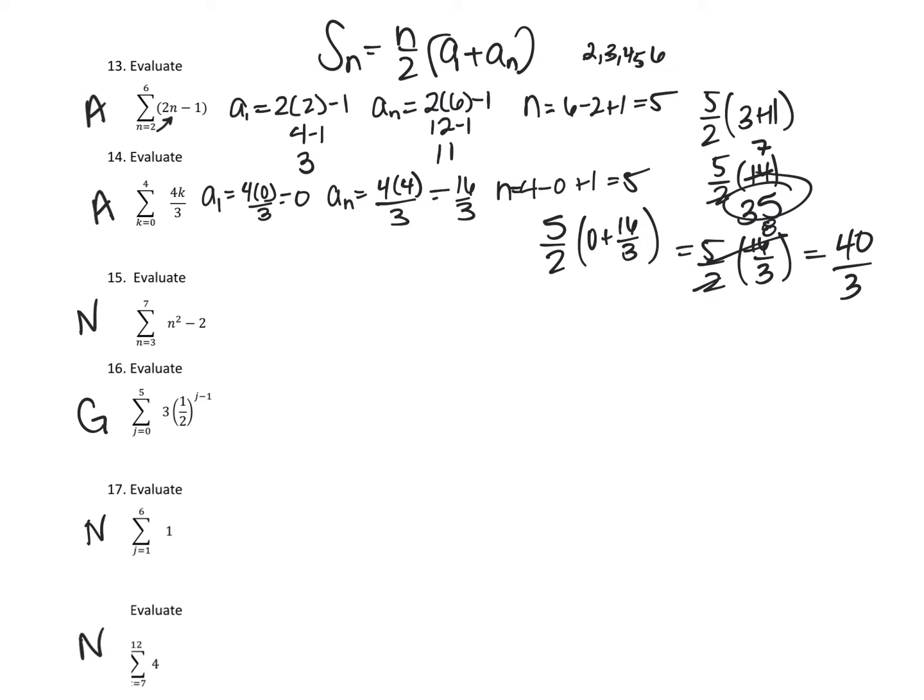So when it's neither, remember we have to plug in all the numbers. So I have to plug in 3: 3 squared minus 2. Then I have to plug in 4: 4 squared minus 2. 5 squared minus 2. 6 squared minus 2. And 7 squared minus 2. I have to plug them all in, find out what they equal, and then add them up for the neithers. 9 minus 2 is 7. 16 minus 2 is 14. 25 minus 2 is 23. 36 minus 2 is 34. And 49 minus 2 is 47. And when I add that up, we get 7 plus 14 plus 23 plus 34 plus 47. I get 125. So the sum for number 15 is 125.